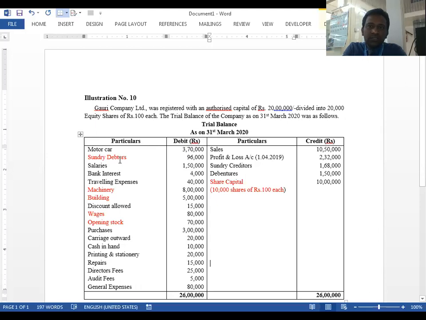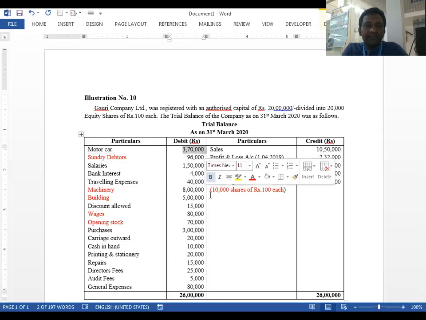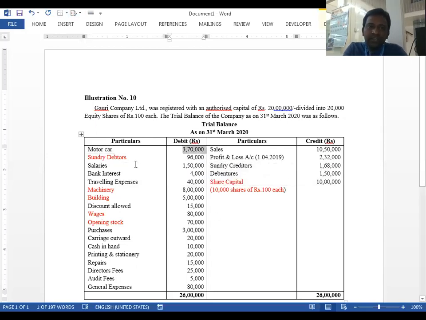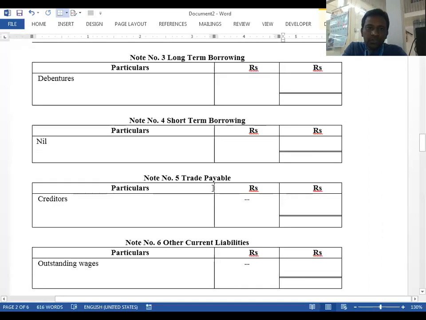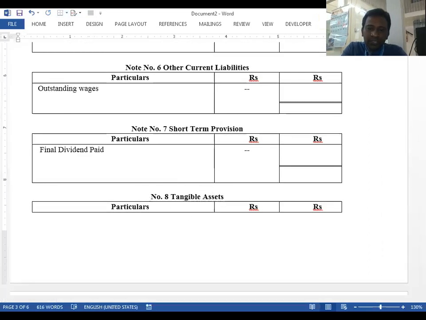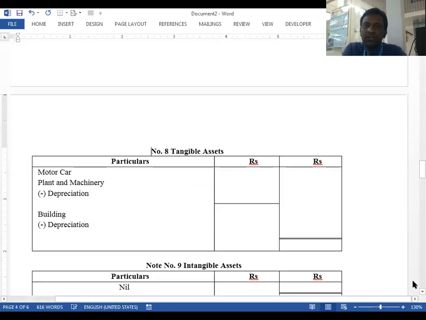Now motor car. Motor car is an asset. Motor car, how many? 3,70,000. There is no adjustment regarding the motor car. Basically, motor car and plant and machinery are tangible assets, and goodwill, patents and copyrights are intangible assets. So we record the motor car under the note tangible assets. Note number 8, tangible assets. This is the first note of the asset side, motor car, 3,70,000.